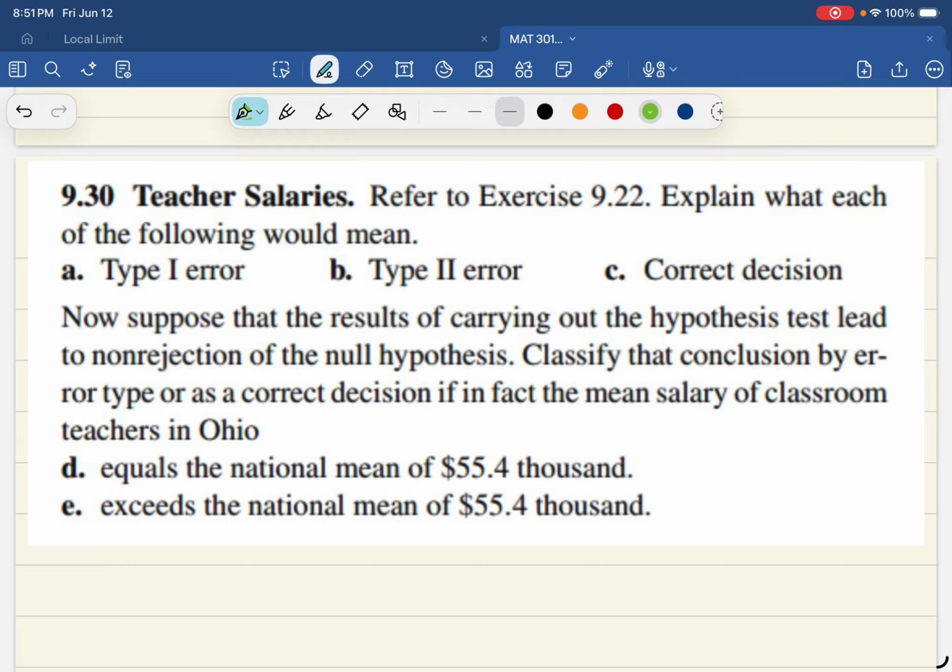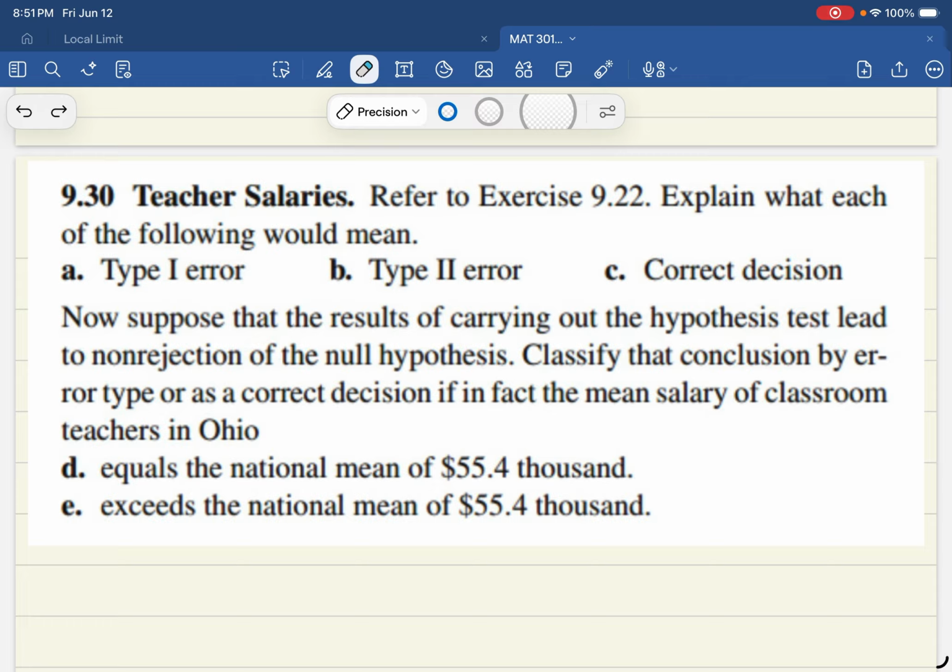We just make sure ahead of time that we use a hypothesis test that has as good a chance as we can have of making the correct decision. Now let's suppose that the results of carrying out the hypothesis test led to not rejecting the null hypothesis, as was the case in the example we worked.